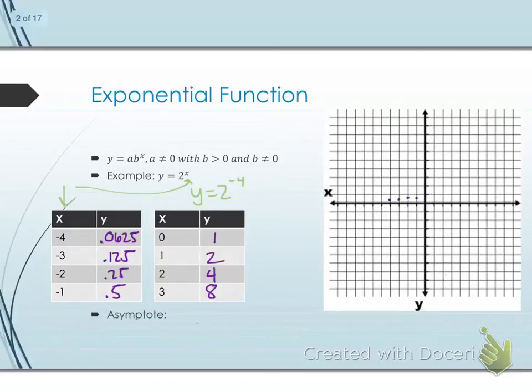This one's 0.5. I got 0, 1. There we go. Right 1 up 2, right 2 up 4, 1, 2, 3, 4. And my last one, I go right 3 up 8. Okay, so if I were to graph it, it looks something like this.